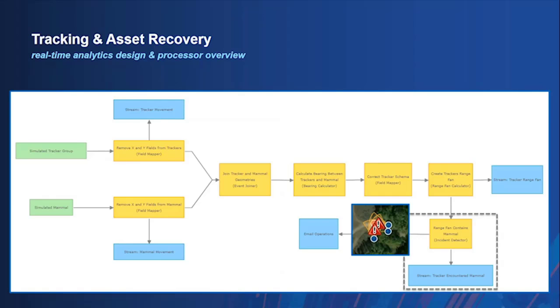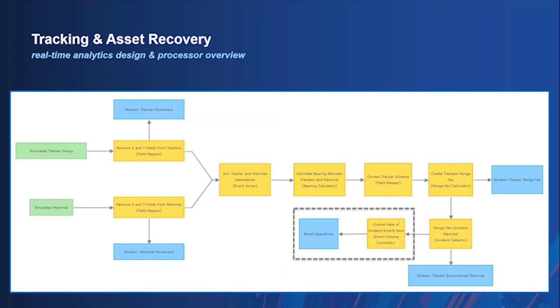And as soon as this incident occurs, we're then able to email someone from an operations point of view of the encounter. And lastly, that's where we get the last processor here, the event volume controller. That's where this comes into play. So here we have it throttling messages. That way the person in operations, or the person receiving the email, is only getting one email every X amount of time rather than a continuous amount of emails every time we receive the updated range fan intersecting the mammal.